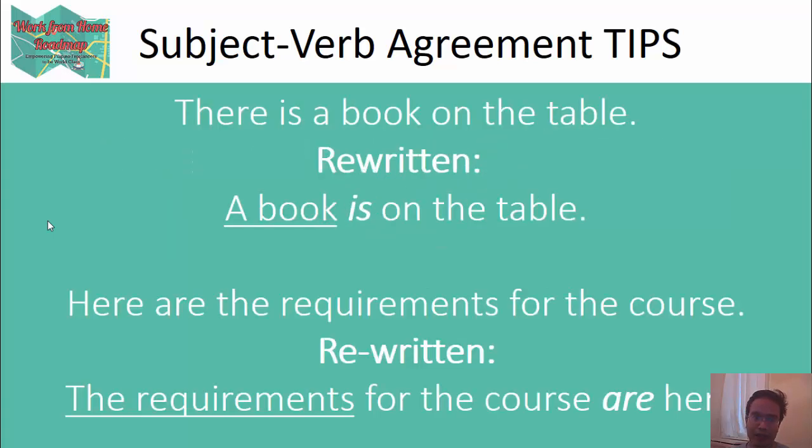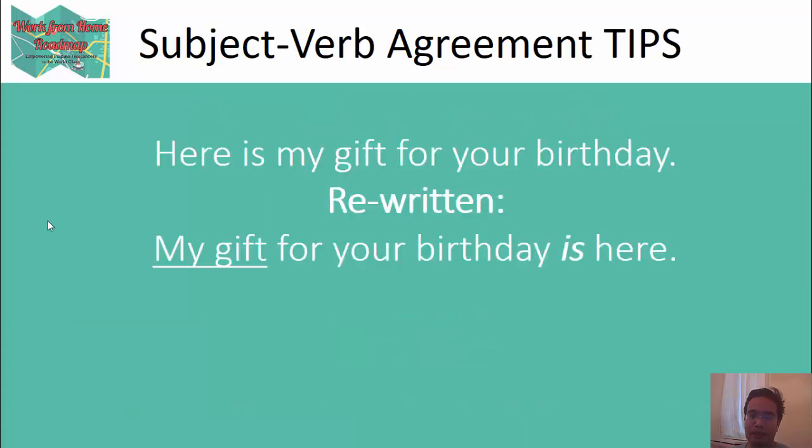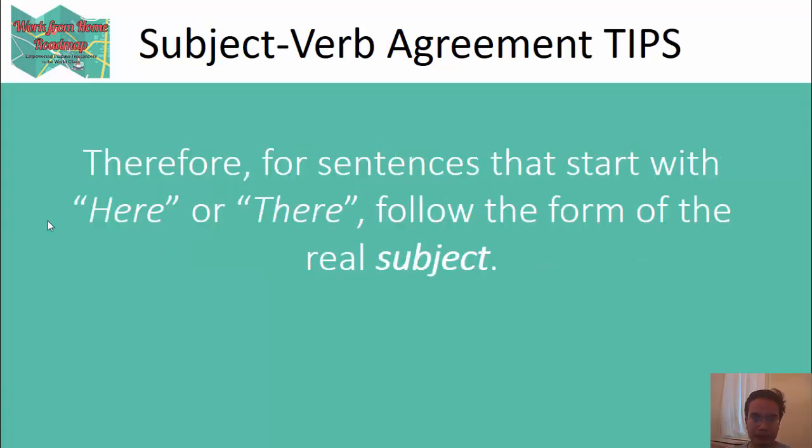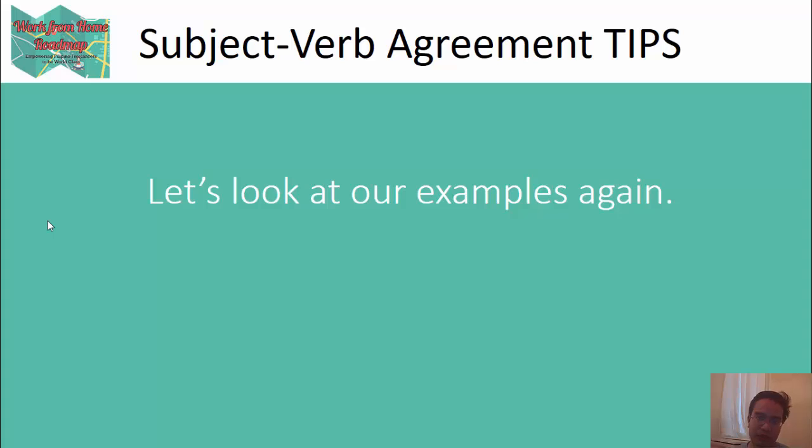There is a book on the table. A book is on the table. Here are the requirements for the course. If we rewrite that, the requirements for the course are here. Take note, we're ignoring here and there and finding the correct subject by rewriting the sentence. Here is my gift for your birthday. Rewritten, my gift for your birthday is here. Therefore, for sentences that start with here or there, follow the form of the real subject.